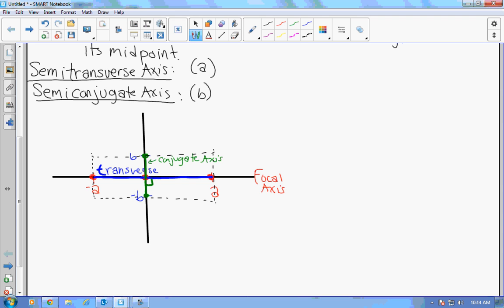If we connect the vertices of this box, we get asymptotes. What is an asymptote? An asymptote is a line the graph never crosses. If it's a horizontal asymptote, it never crosses at the ends. It's an end behavior. But these are diagonal asymptotes, so the graph never crosses.